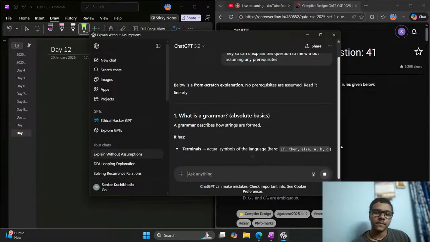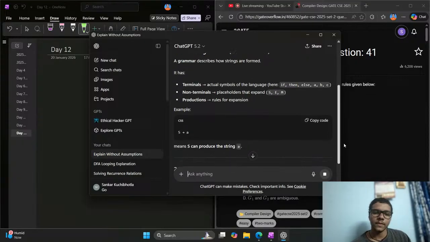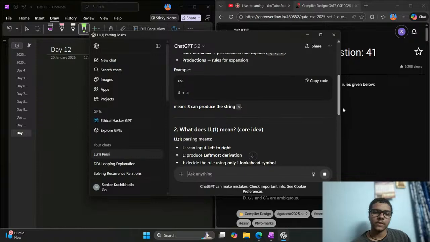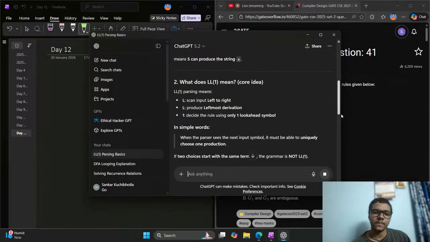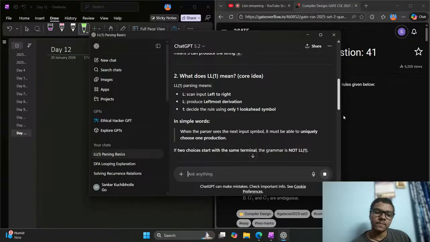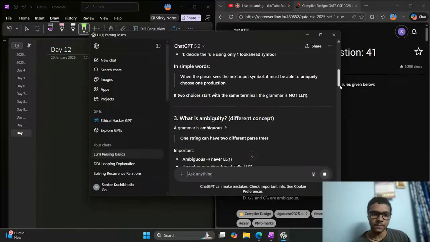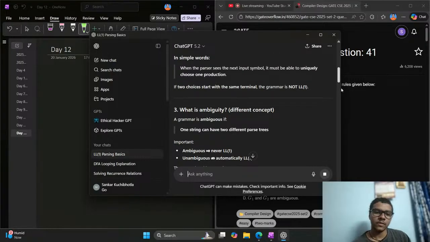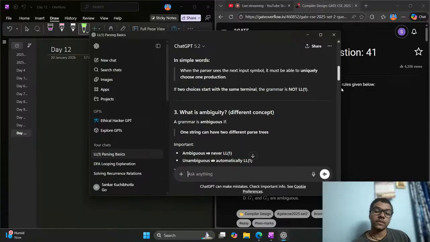All right. A grammar describes how strings are formed. Terminals are the actual symbols of the language, and non-terminals are placeholders. Production rules are for expansion, meaning S can produce a string A. LL1 means scan the input left to right and produce a leftmost derivation, deciding the rule using only one lookahead symbol. When a parser sees the next input symbol, it must uniquely choose the production. If two choices start with the same terminal, then the grammar is not LL1.